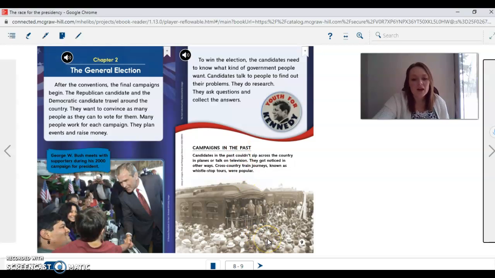Campaigns in the past. Candidates in the past couldn't zip across the country in planes or talk on television. They got noticed in other ways. Cross-country train journeys, known as whistle-stop tours, were popular.